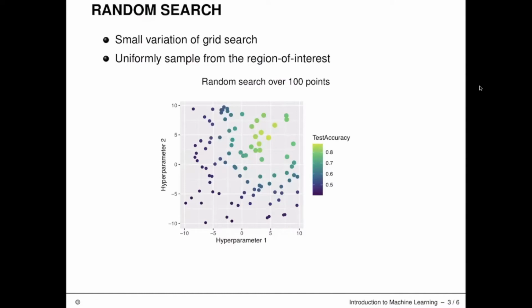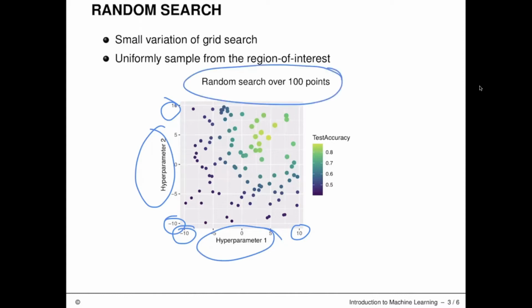A second technique, we can look at random search, which is a small variation of grid search. What we do is that we sample uniformly from the region of interest. So it's the same hyperparameters, hyperparameter 1 and hyperparameter 2, and still they go from -10 to 10. But now we don't define a grid where we search for the best hyperparameters, but we just sample randomly from this rectangle here and try out those hyperparameters. So we don't have the grid as on the first slide, but it's just a random selection of also 100 points. And we can also see that the best hyperparameter combination should be somewhere in this region.